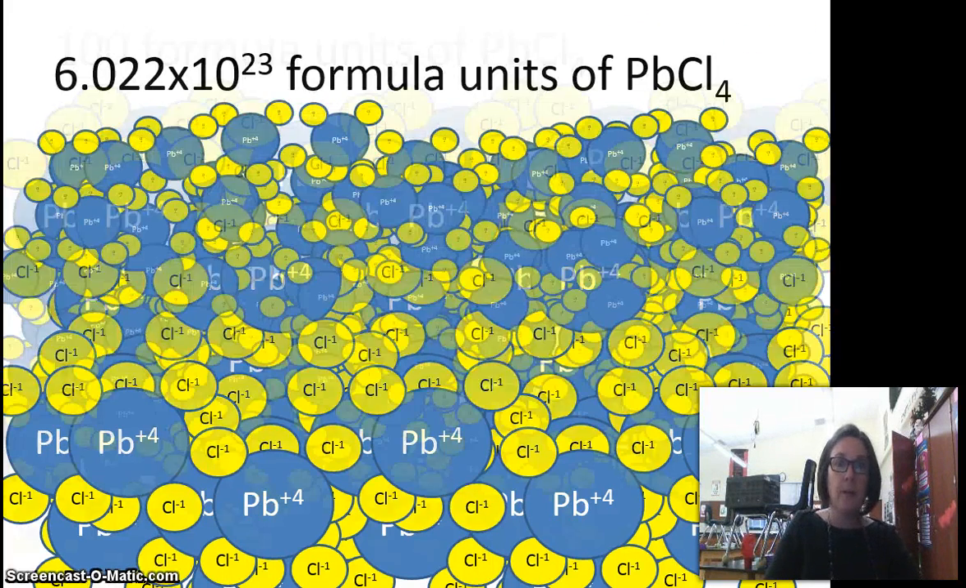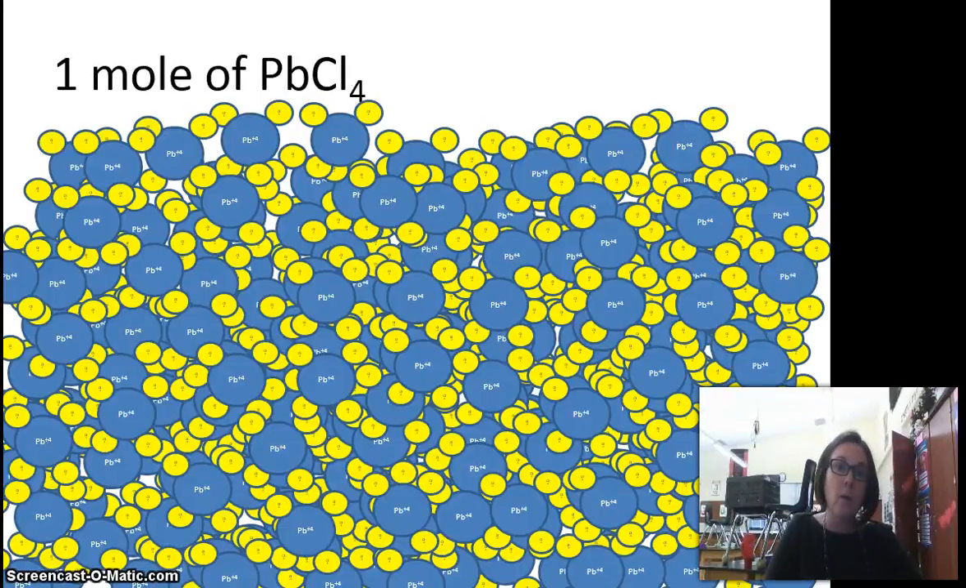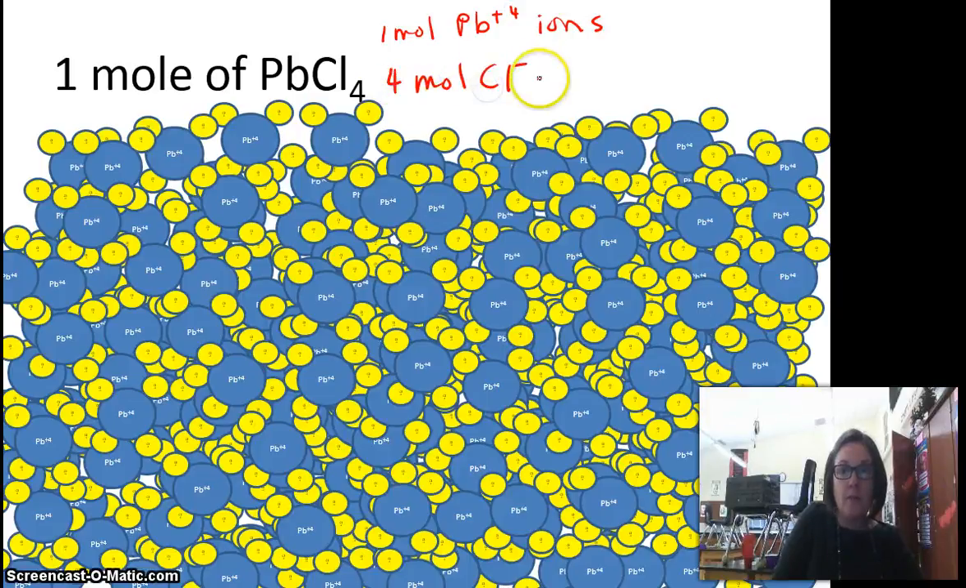So what if I scaled it up to Avogadro's number, and imagine that this was actually 6.022 times 10 to the 23rd formula units of lead 4 chloride? Well, there would be 6.022 times 10 to the 23rd lead ions, but then there would be 4 times as many of those chloride ions. Well, that amount of formula units is 1 mole. So if I have 1 mole of lead 4 chloride, then I have 1 mole of lead plus 4 ions, and I have 4 moles of chloride ions. So within that 1 mole of lead 4 chloride, there were 4 moles of chloride ions. And that's how we can calculate moles in a mole.